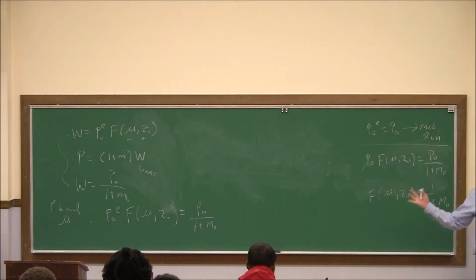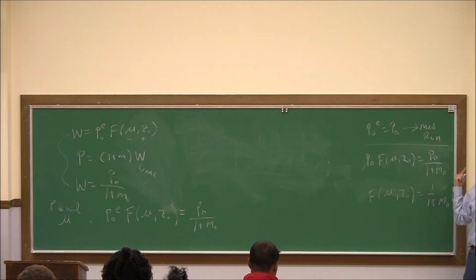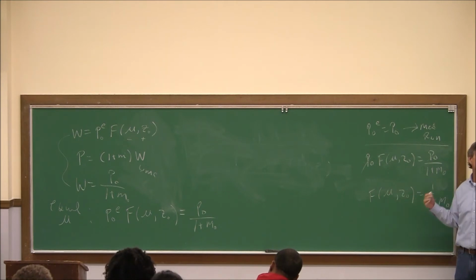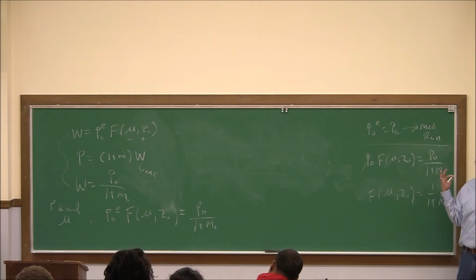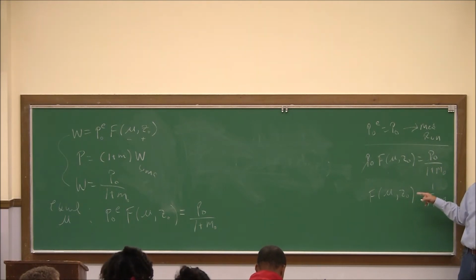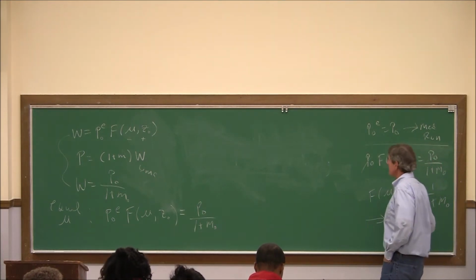So I know everything in this equation but one thing. This is like x plus 3 equals 4. I solve for x. Okay? I know Z0, I know M0, I know what this function is. Theoretically, it's whatever it is. So I've got one equation, one unknown. I can solve for u here, right? So this is going to give me the natural rate.